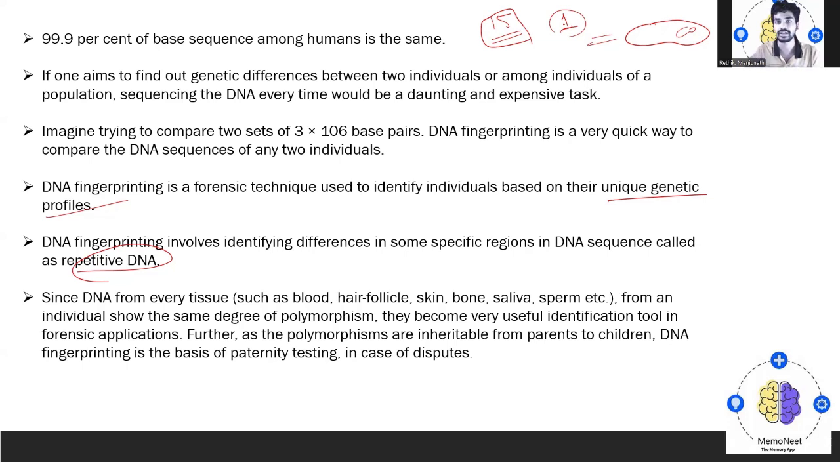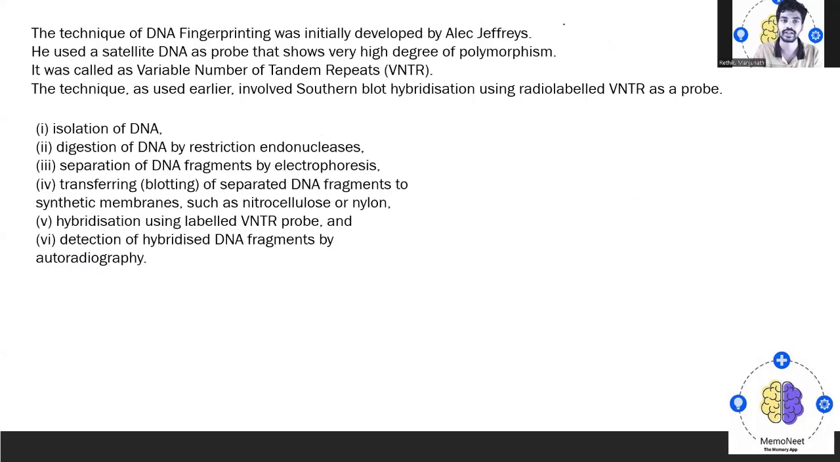Or it could be used to investigate who is actually the father or mother of a child. So I get to know the advantages. This is one way of identifying.